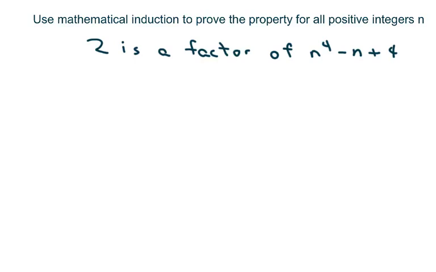Hi everyone, we're going to use mathematical induction to prove the property for all positive integers n, and we're going to prove that 2 is a factor of n to the fourth minus n plus 4. And we're going to start with condition 1 of the principle of mathematical induction and show that it works for n equals 1. So I'm going to take this and plug in 1.